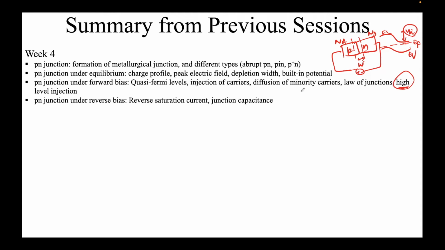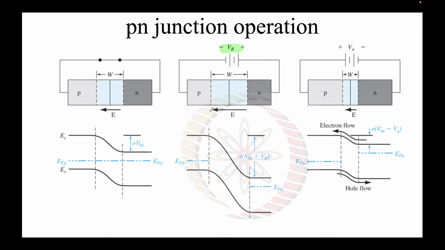Just to reiterate, the expression looked something like this: e to the QV applied over kT, minus 1. This was the reverse saturation current. That is, even if you are applying a negative bias, there will still be some current flowing, which is the reverse saturation current. And associated with it is the junction capacitance. Because I was not able to devote much time to reverse bias, I'll just start with the discussion about reverse bias itself.